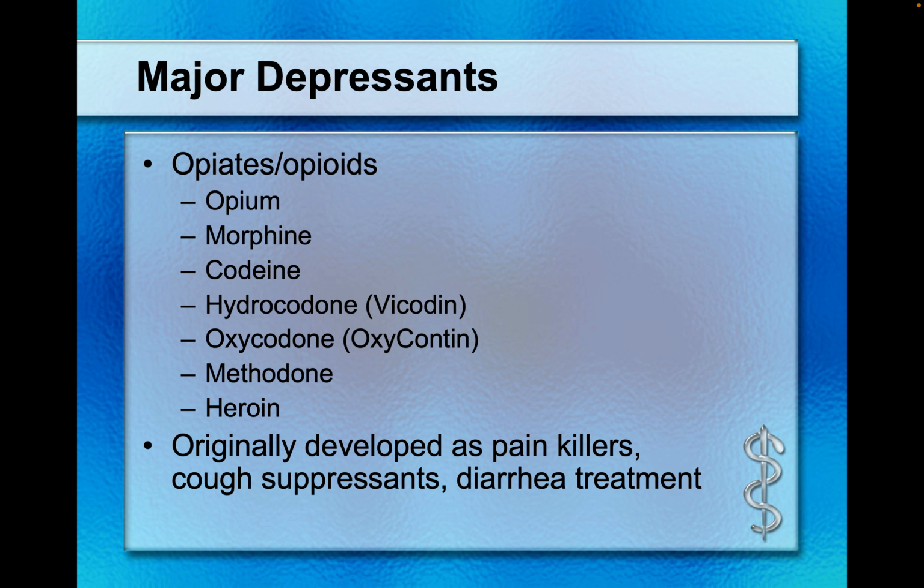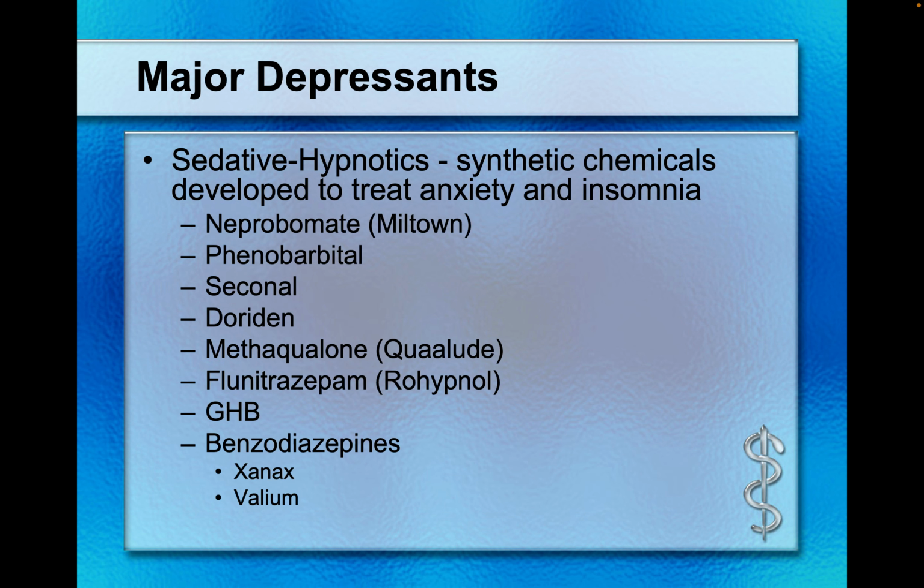Opiates and opioids include opium, of course, morphine, codeine, hydrocodone, also known as Vicodin, oxycodone, also known as OxyContin, methadone, and heroin. Originally, they were developed as painkillers, cough suppressants, and diarrhea treatment. And they've been used for a long, long time.